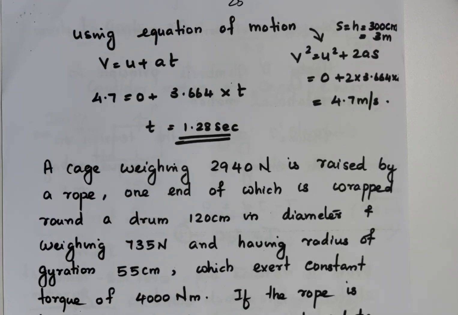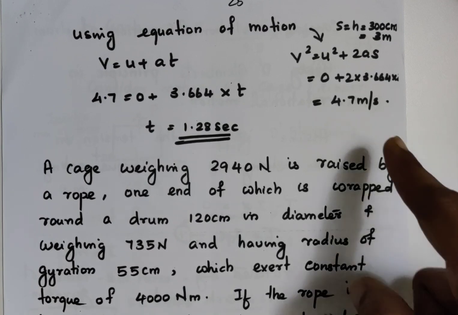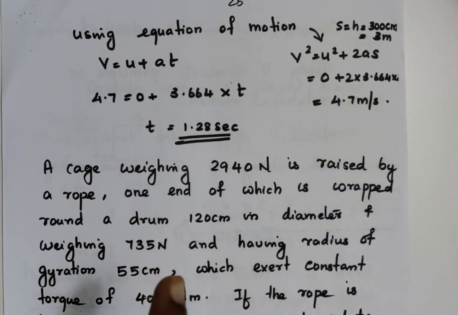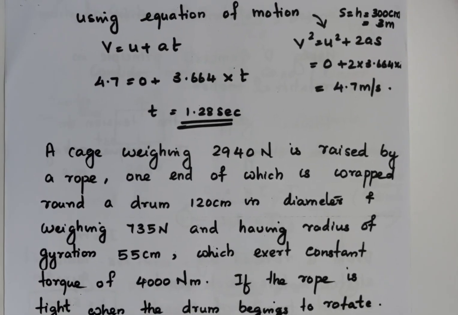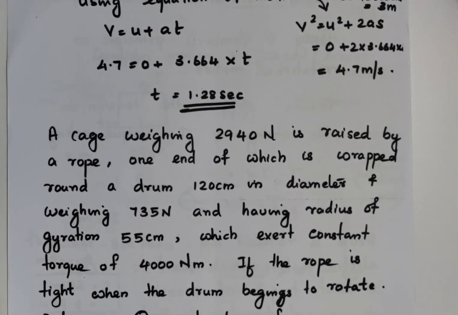Sorry, first step is you have to calculate the velocity. Velocity: V square is equal to U square plus 2aS. From that equation you will get the final velocity as 4.7. After calculating this velocity, you have to use the first equation of motion, V is equal to U plus at. From this equation, time is equal to 1.28 seconds.